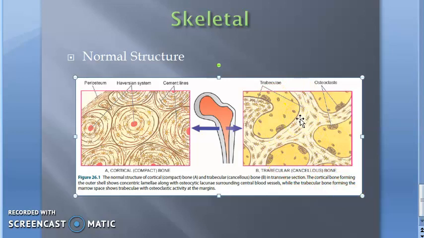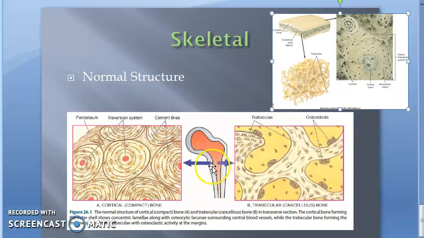80% of the time it will be compact bone only. Look at this diagram. The outer part is the compact bone, and inside, whatever bone marrow is there, that is going to be the cancellous or the spongy bone. It's also called as what? Spongy bone.